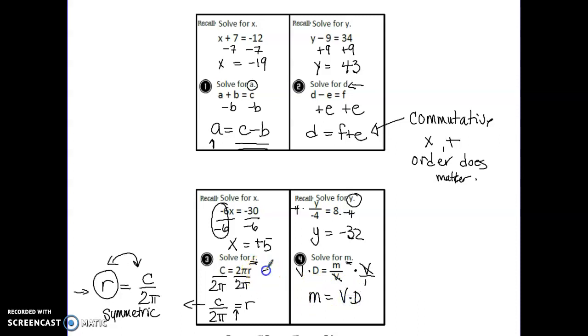Oh, that made me think. That's an equation you should recognize. That's the circumference of a circle. This one, this is physics stuff.